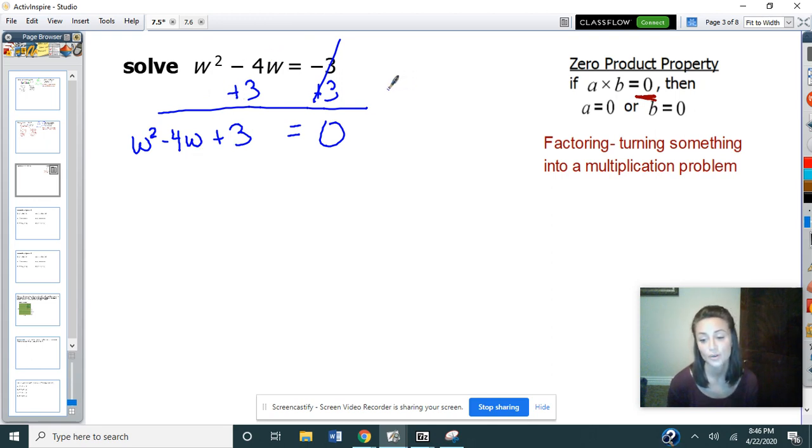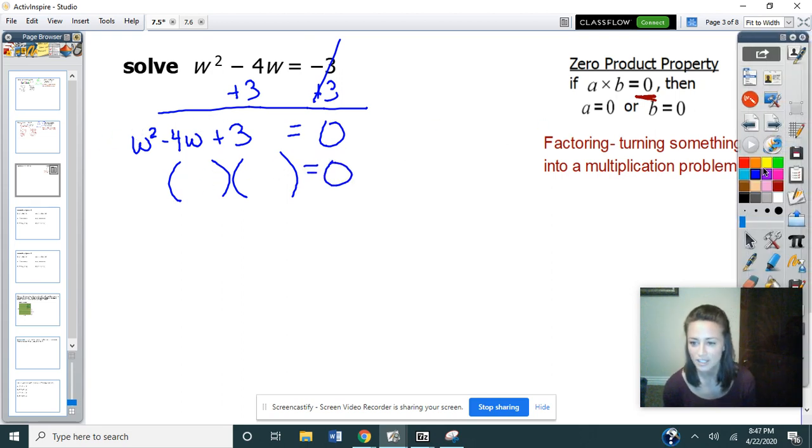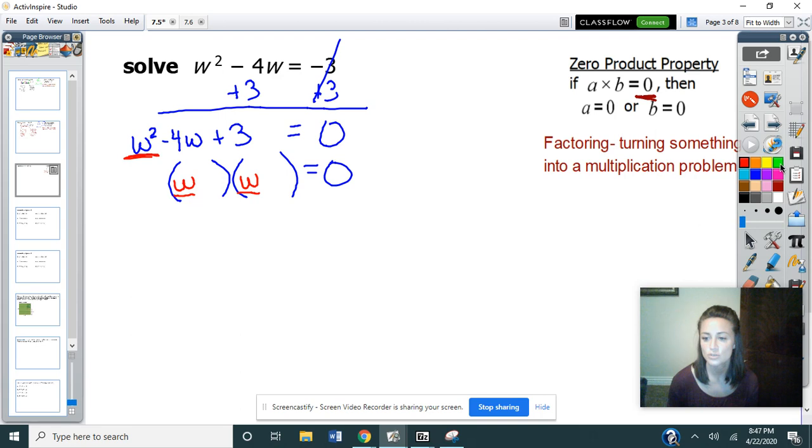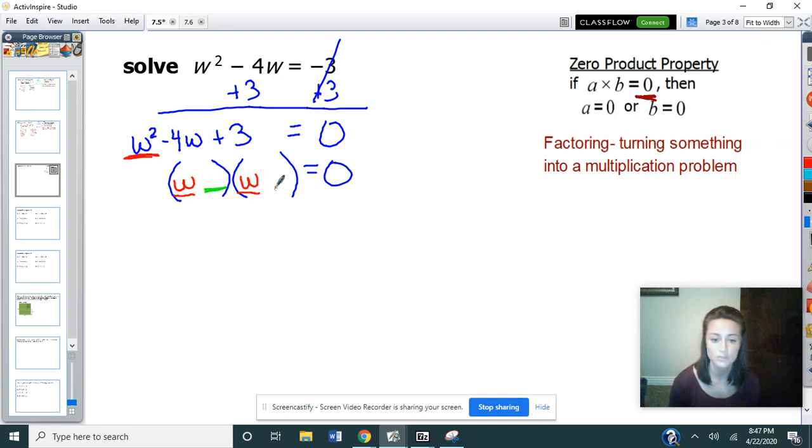And now we factor. We're going to turn this into a multiplication problem. It's a minus and a plus sign, so we want to turn it into a multiplication problem. We're going to have something times something else equals 0. To do that, the first two terms that go here and here have to multiply to give me w squared. What two things multiply to give me w squared? Well, w times w. And then the two numbers that go here have to multiply to give me 3 and add to give me negative 4.